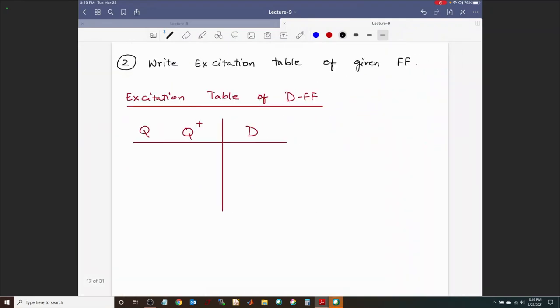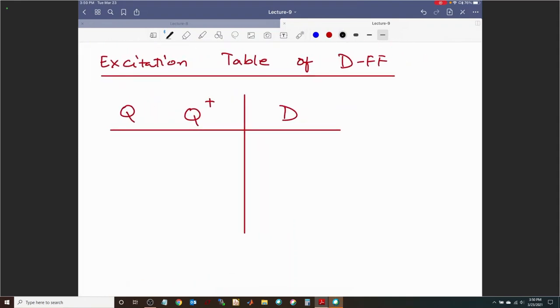The second step is to write the excitation table of the given flip-flop. We are given a D flip-flop, a data flip-flop. So we are going to write the excitation table of the D flip-flop, which is here. How many entries should I put here? In terms of Q and Q plus, how many rows am I going to have in this excitation table? How many rows?